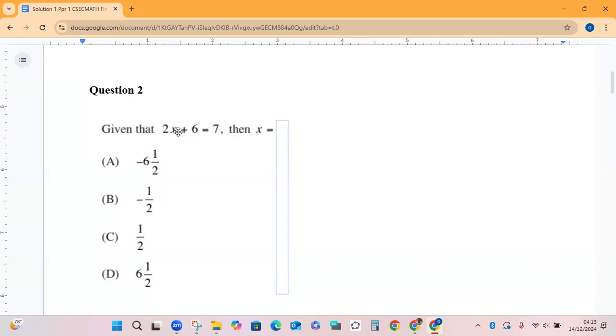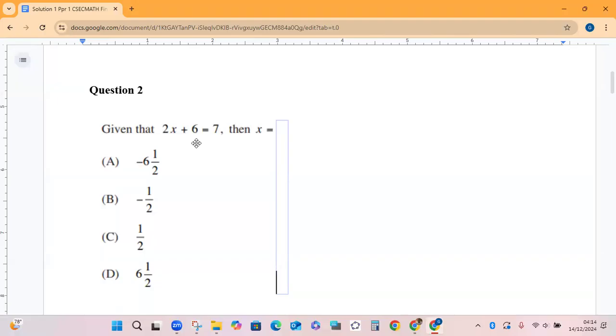x is on the left side, and there's a 2 and there's a 6. The 2 is a coefficient because it is multiplying x. The 6 is just a constant. So it is easier to cancel out the constant first. This is a plus 6, and to cancel out a plus 6, you have to subtract. Now, whatever you do on one side of the equation, you have to repeat it on the other side of the equation for the balance to be maintained.